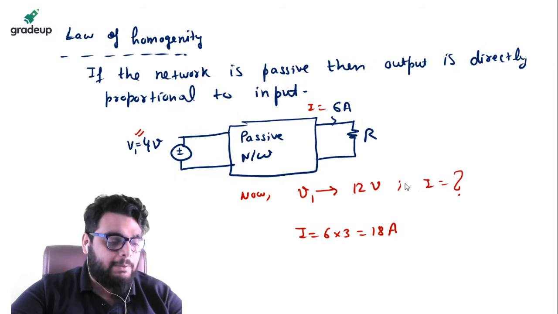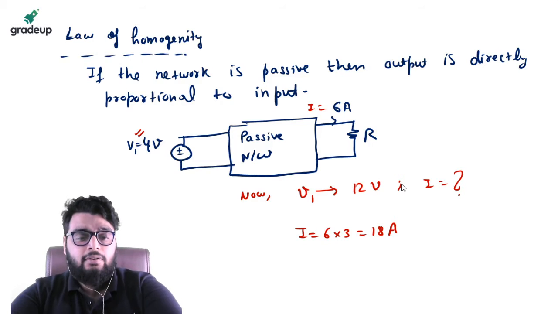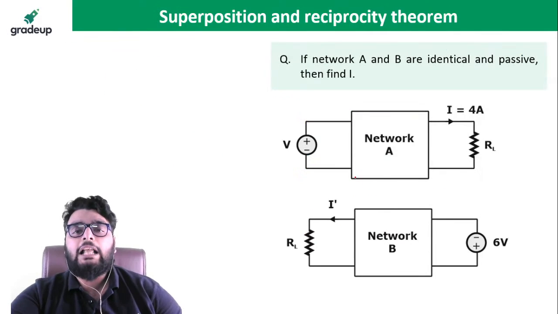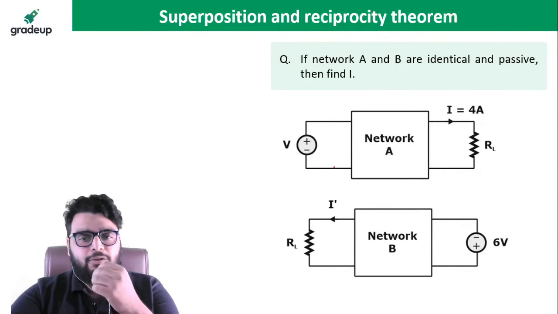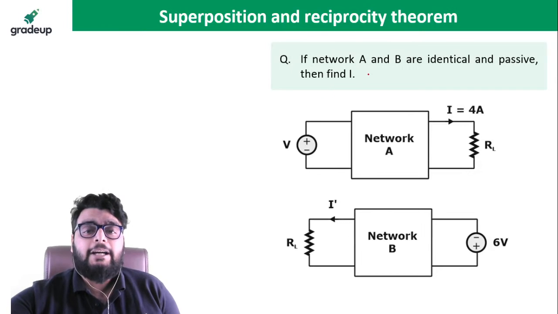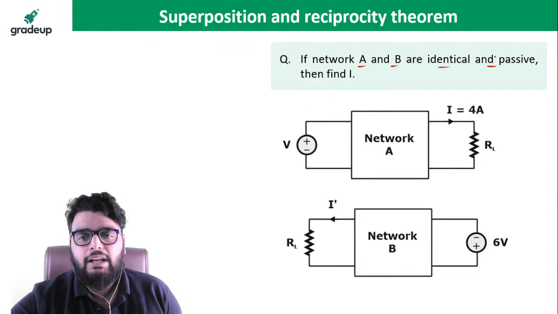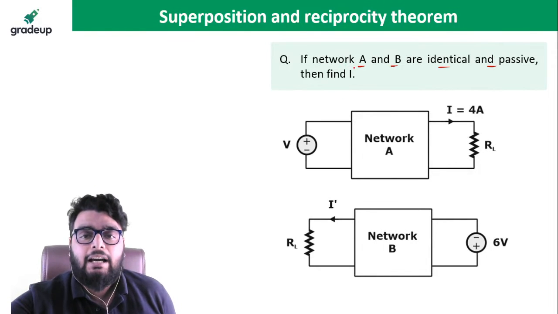So, any doubt in this particular theorem? Any doubt? Okay, fine. Next. Now I need to solve this question. So, everyone try to solve this question. In this, it is given that network A and B are identical and passive. Then find I dash.